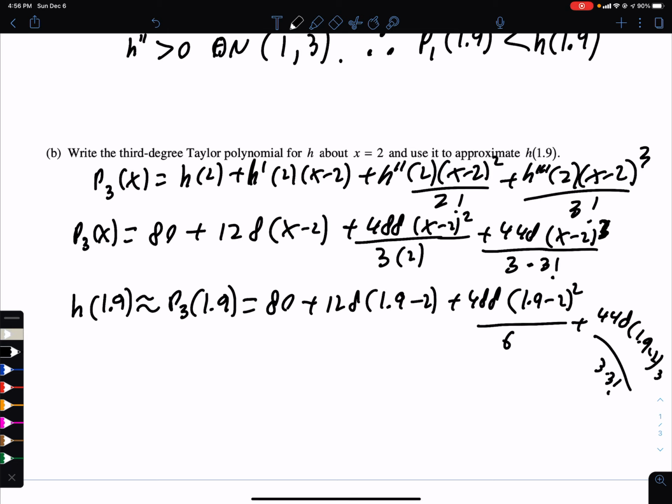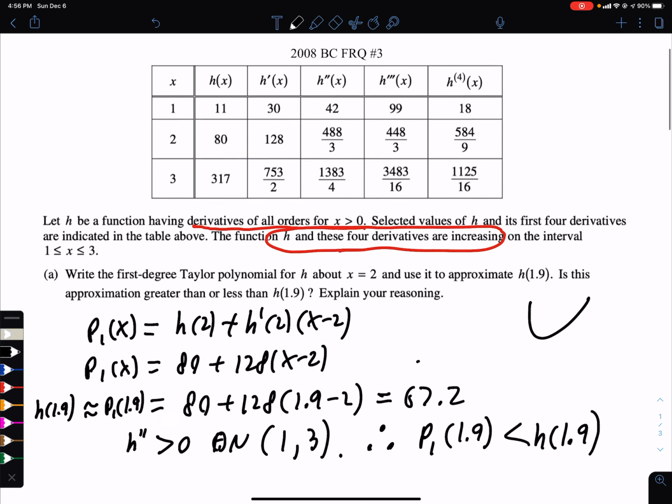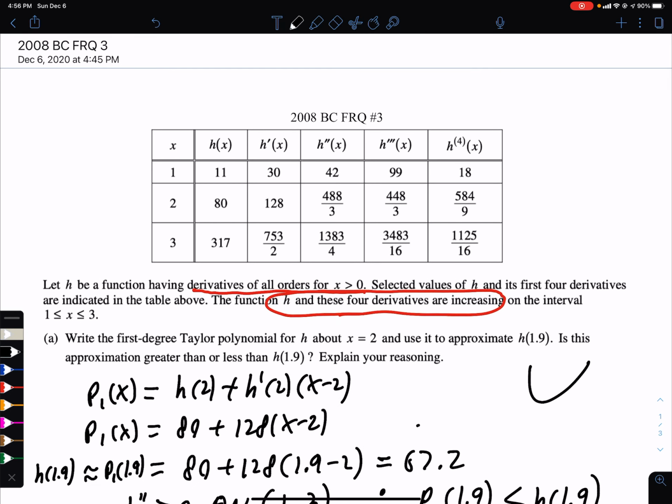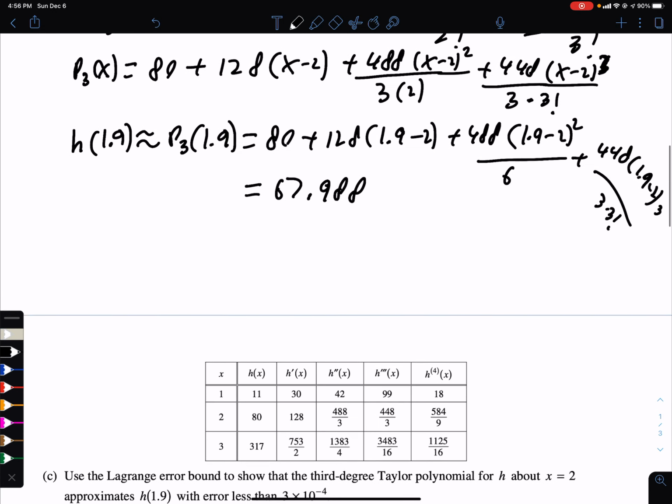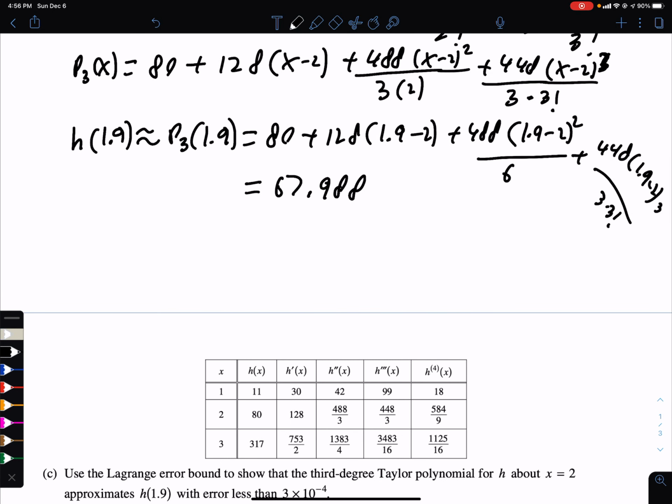We are done. If you were to be foolish and simplify that, apparently that's 67.988. But I just realized this year's a calculator question. You're allowed to use a calculator, but even though you're allowed to use a calculator, I would not simplify that. What if you punch a wrong number in anywhere? That would be no bueno.